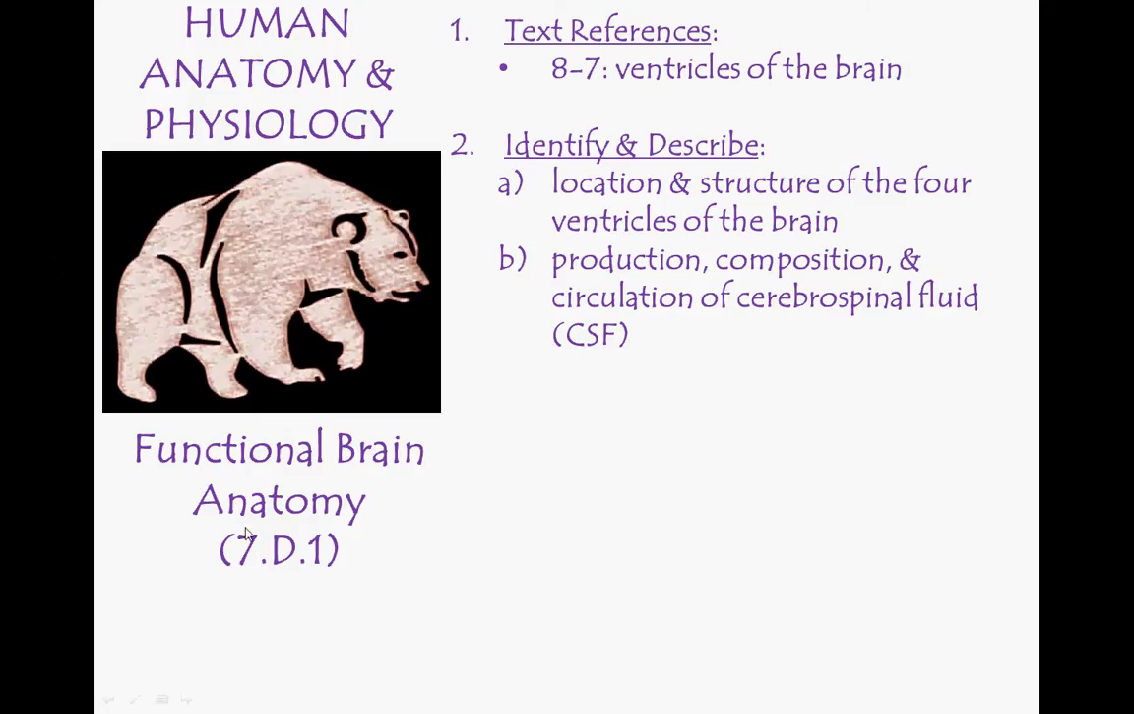Welcome to another screencast. This time I'll be discussing a little bit about the ventricles and the cerebrospinal fluid of the brain. By the end of this, you should be able to identify the location and structure of the four ventricles of the brain, as well as discuss a little bit about the production, composition, and circulation of the cerebrospinal fluid, which we'll just be referring to as the CSF.